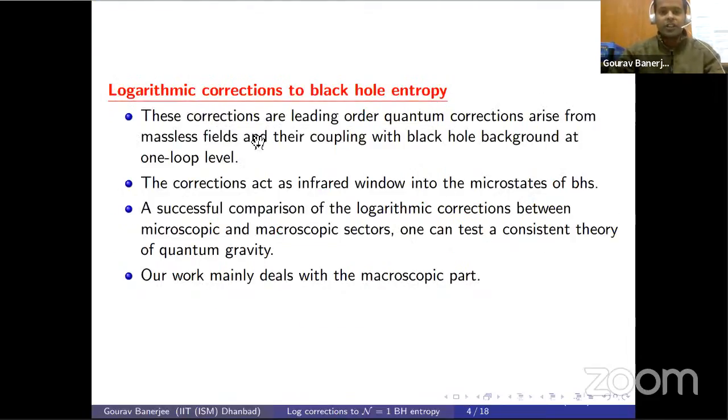So logarithmic corrections are the leading order quantum corrections which arise from massless fields and their coupling with the black hole background at one loop level, and these corrections act as an infrared window into the microstates of the black hole. By a successful comparison of the logarithmic correction between microscopic and macroscopic, one can test a consistent theory of quantum gravity. Although our work is limited only to the logarithmic determination from supergravity theory in the macroscopic part.